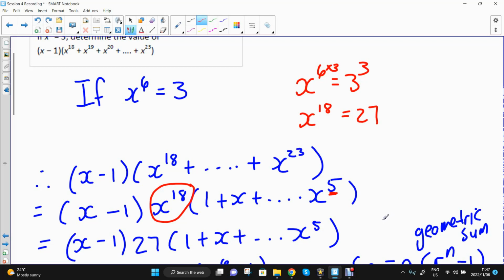And we are going to use substitution now. I know that x to the power 18 is 27. I worked that out earlier. So I'm going to substitute that in for my x to the power 18.